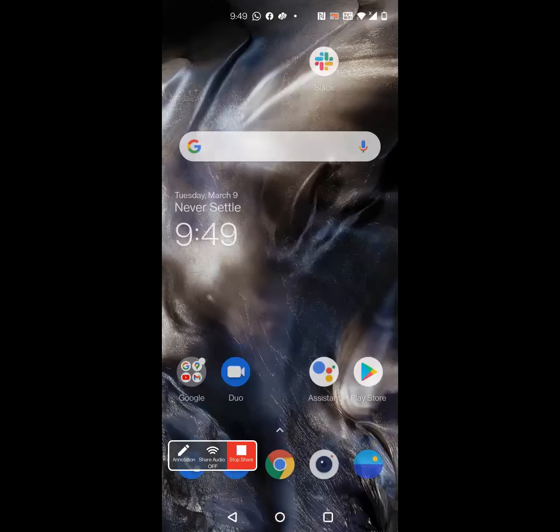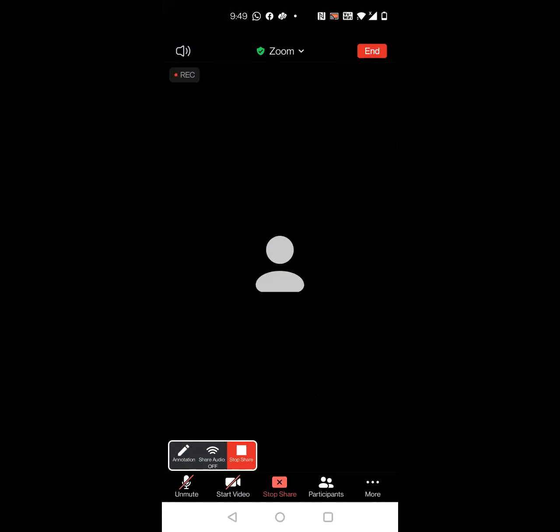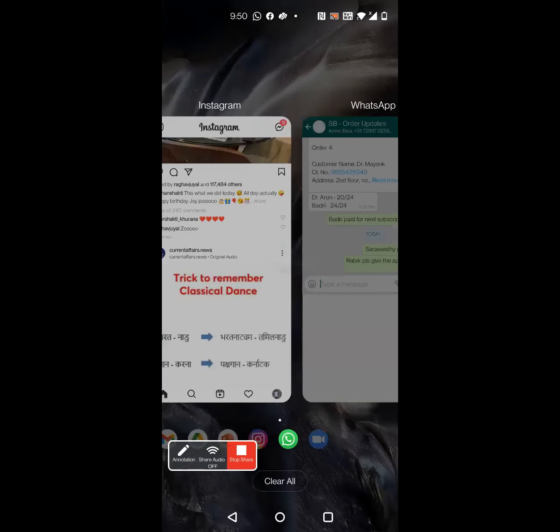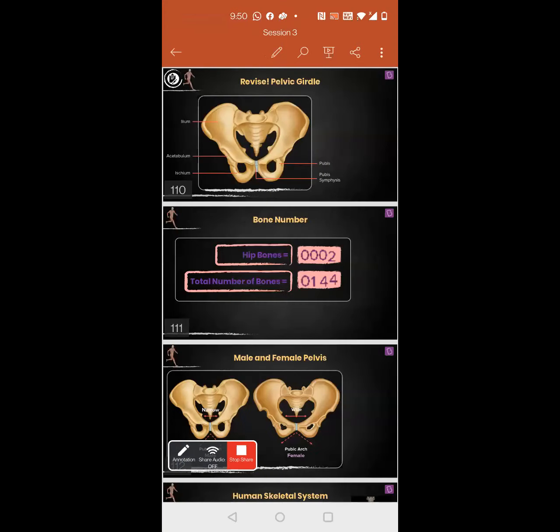Pectoral is the shoulder blade, shoulder bone. Pelvic is hip. Correct. Okay, so just a second. Let me just open this up. Where is it, guys? Okay.